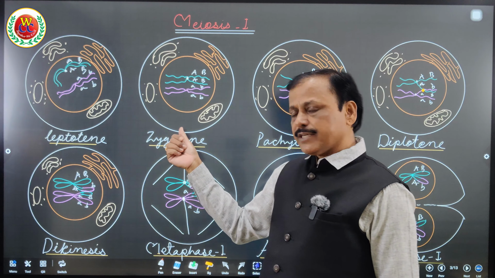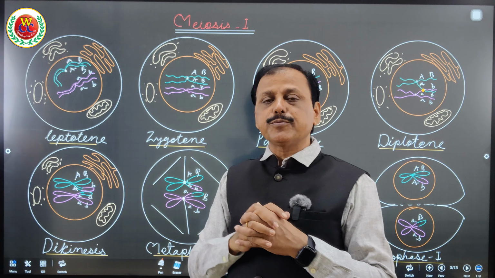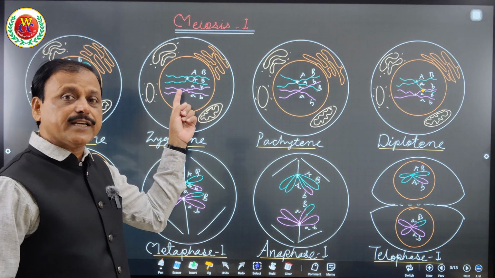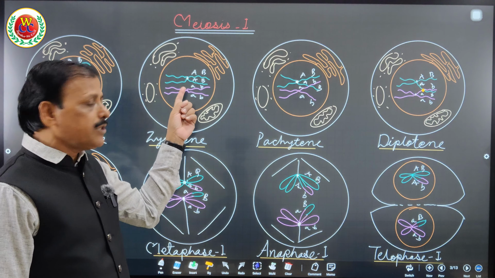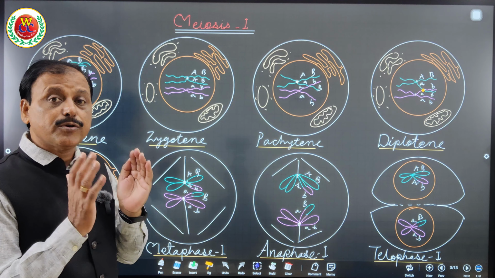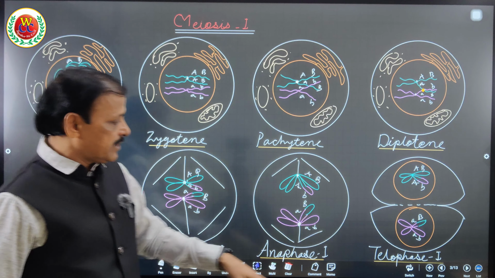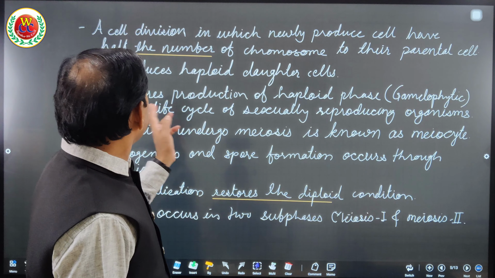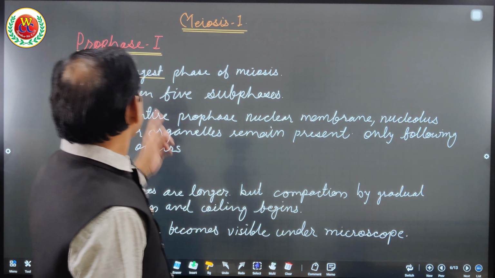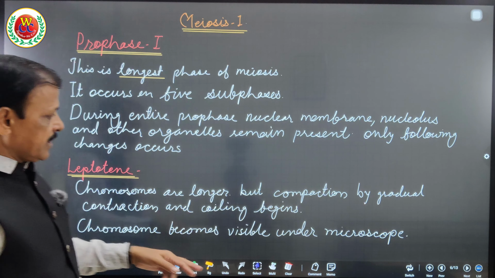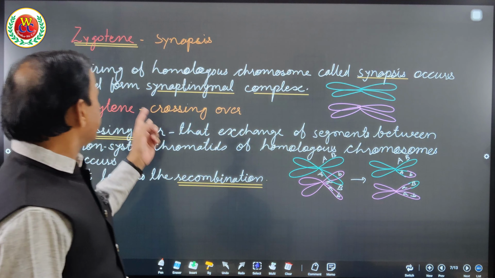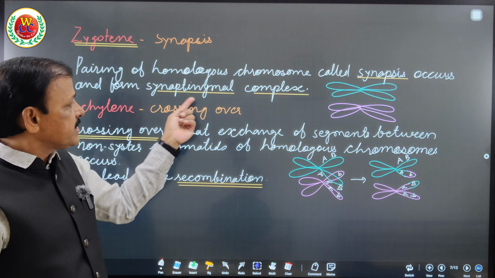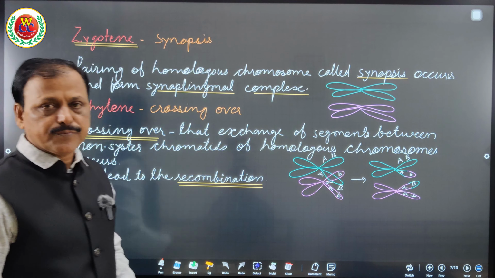What are they? After leptotene comes zygotene, where pairing of chromosomes, called synapsis, occurs. See, here these homologous chromosomes come close to each other. Like that, the other 22 pairs of homologous chromosomes in a human being come together and form pairs. That is called synapsis. I have written it here in my notes under prophase 1, leptotene, and here zygotene. It is clearly written in zygotene: pairing of homologous chromosomes, called synapsis, forms the synaptonemal complex.